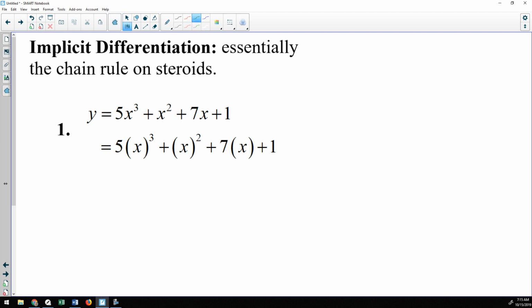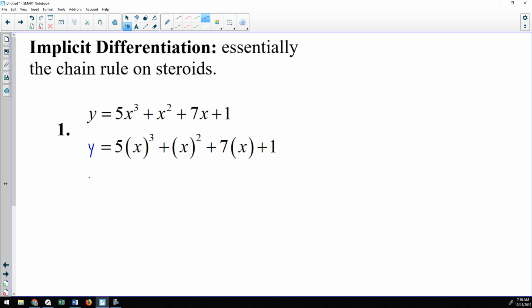So I'm going to expose you to implicit differentiation on a problem where it's not technically needed, but if I gave you the function y equals 5x cubed plus x squared plus 7x plus 1 and told you to find the derivative, you would just very quickly pop that out with your power rule. However, I'm going to chain rule each one of those, so I've rewritten the function y, except I've put parentheses around my x's, and I'm going to chain rule each one of these x's.